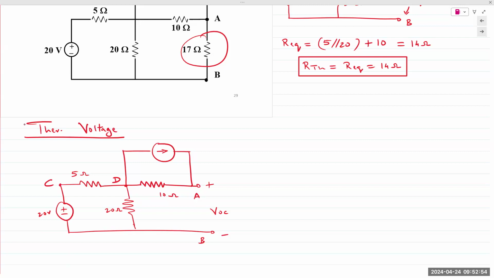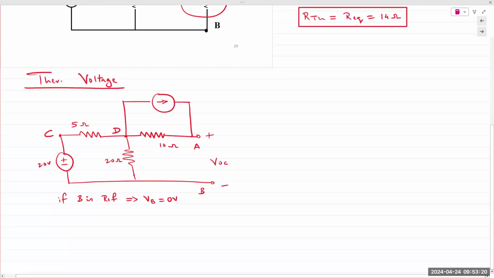So you could apply mesh current analysis, or whether you apply node voltage or mesh current, in both cases you would only have 2 unknown variables. For node voltage, we have A, B, C, D, 4 nodes. But if we choose B as a reference, then VB is 0 volts. And also VC is 20 volts. The 2 unknowns left are A and C. Sorry, A and D. A and D.